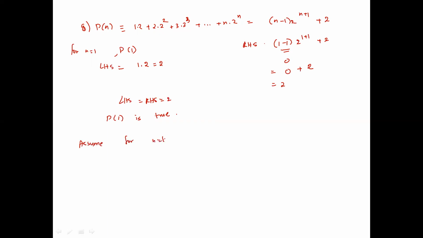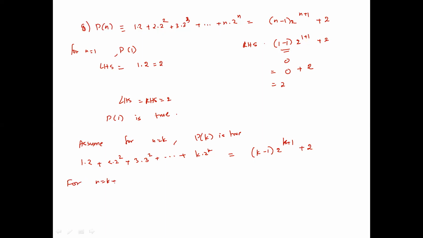Now assume that for n equal to k, P of k is true. That means left side 1 into 2 plus 2 into 2 square plus 3 into 2 cube, up to, we will put n as k, k into 2 power k. Then right side, we have (k minus 1) into 2 power (n plus 1) plus 2. But in place of n, you have to put k because n equal to k.